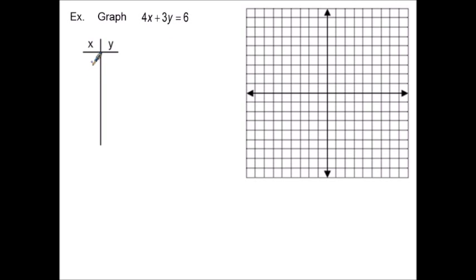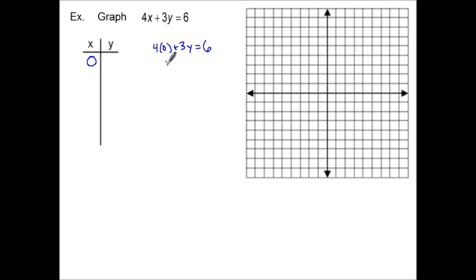Let's dive into it. First things first, I'm going to pick a 0 for x because that's an easy number to put in. So I'm going to have 4 times 0 plus 3y equals 6. Now, this is a little bit different than the previous lesson because we have stuff on both sides of the equal sign instead of just the y.